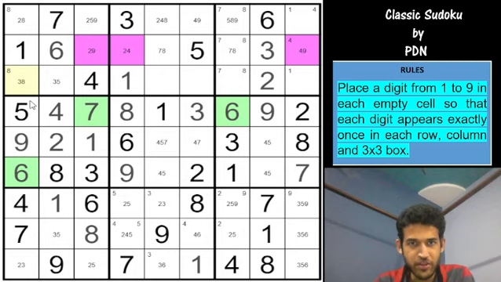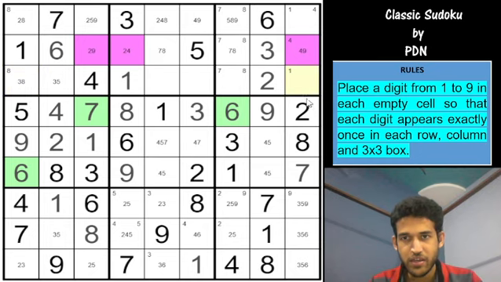So again, we have sort of hit a stumbling block here. Plus, I'm missing something very simple. Okay, let's look at this cell. It can't be 2, 7, 8. It cannot be 3 and 6. It cannot be 1 and 4. So this must be 5 and 9.